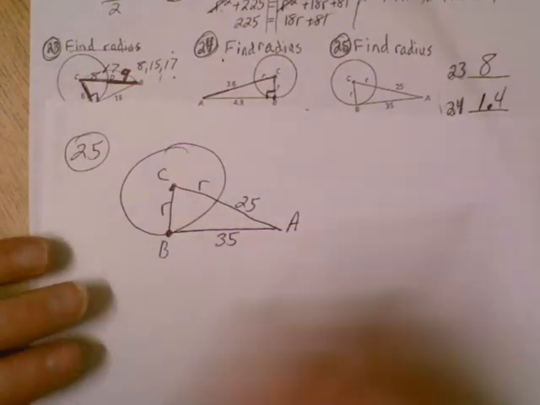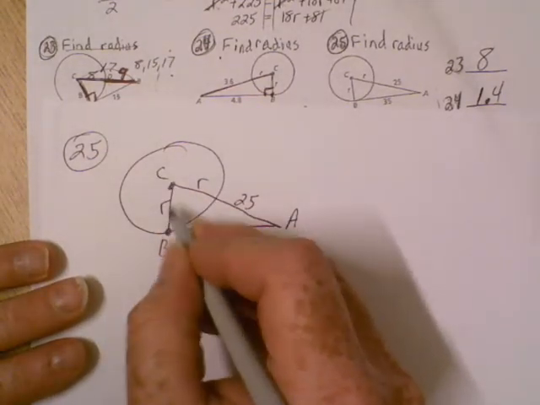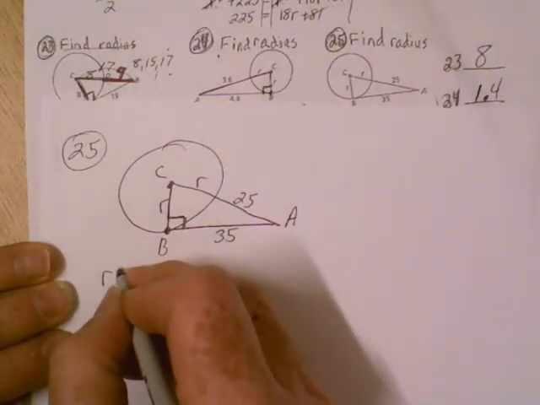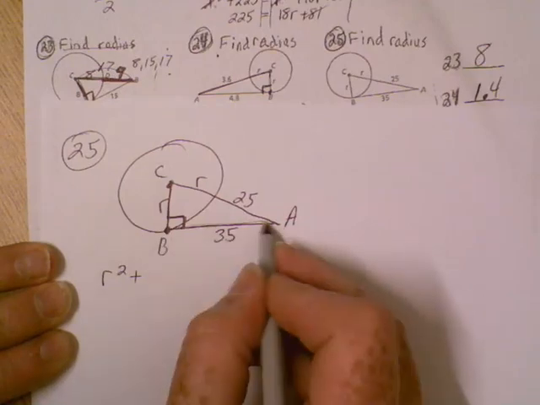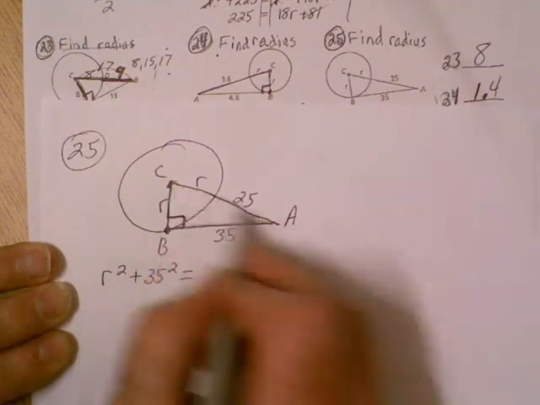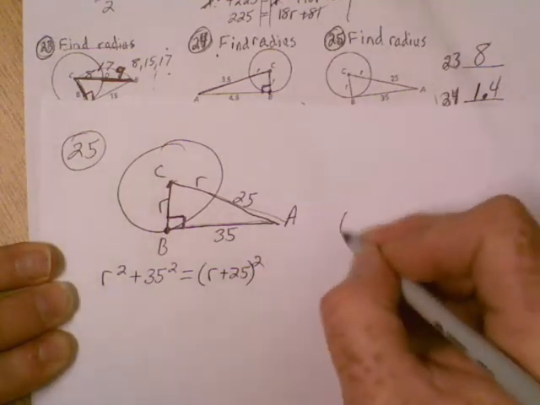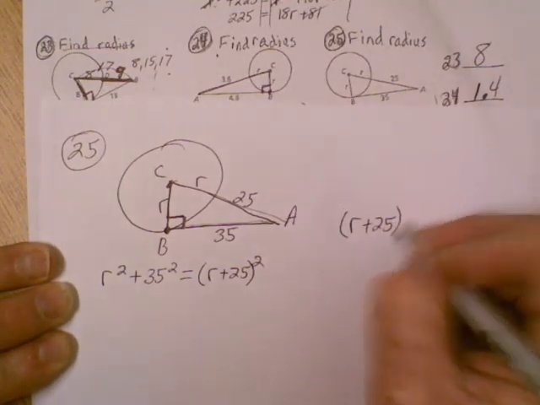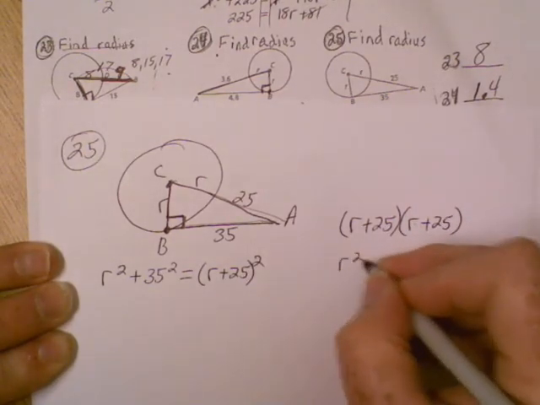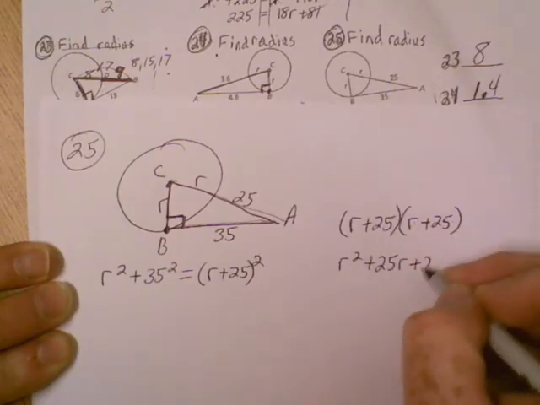Alright, I drew number 25 on a separate sheet of paper because I didn't have room to work it out there. Same idea. We've got point of tangency here, and this radius intersects it there, so that's got to be a right angle. One of the legs is R, so R squared plus the other leg of the right triangle, which is 35 squared, equals, on this side, the hypotenuse, R plus 25 squared, R plus 25 times R plus 25. We're going to do FOIL there. First is R squared, outer is 25R, inner is 25R.